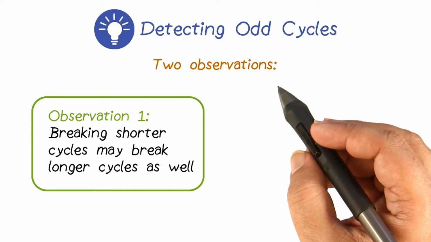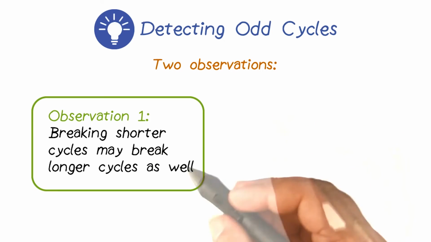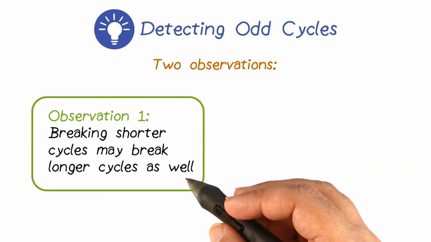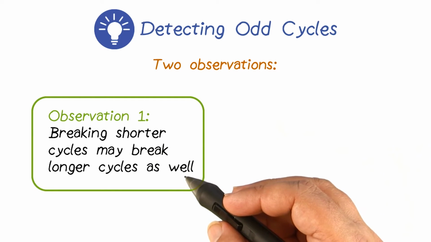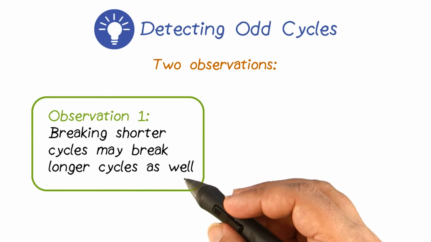First observation is this, that breaking a shorter cycle may break longer cycles as well. So we want to detect the shorter cycles first and transform the program to break the longer underlying cycles which are sharing certain edges with these shorter cycles.